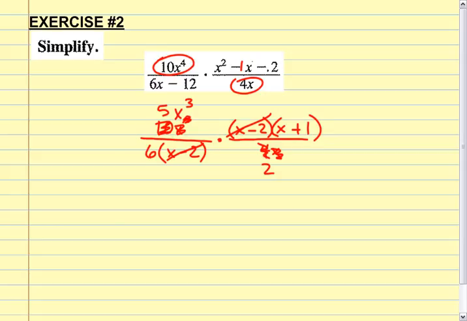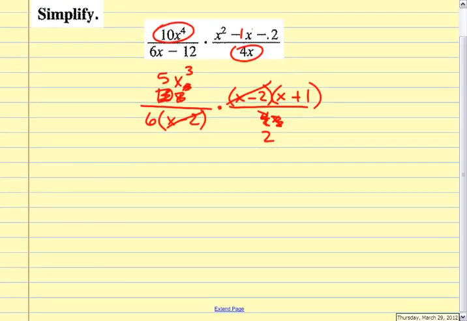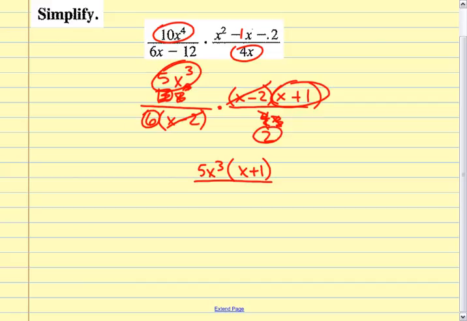Is there anything else I can factor out? I mean, I can cancel, Jet? I don't think so. I think that's it. Let's multiply and see what we get. So on top I've got 5x cubed times x plus 1, this times that. And then on the bottom I have 6 times 2 times 12.